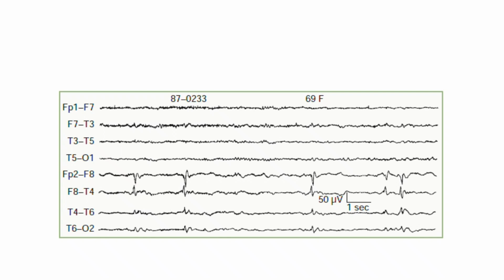This tracing utilizes a longitudinal bipolar montage focusing on the lateral temporal chains, which run along the outer sides of the head. Left temporal chain, top 4 channels: FP1-F7, F7-T3, T3-T5, T5-O1. Right temporal chain, bottom 4 channels: FP2-F8, F8-T4, T4-T6, T6-O2.